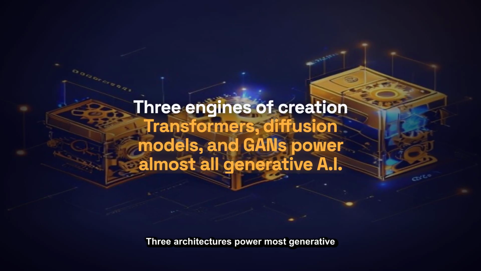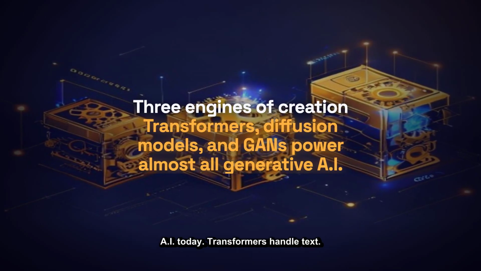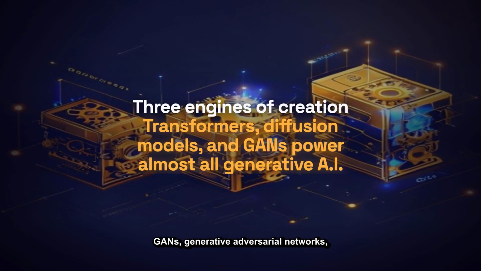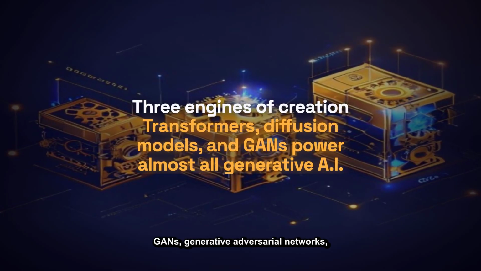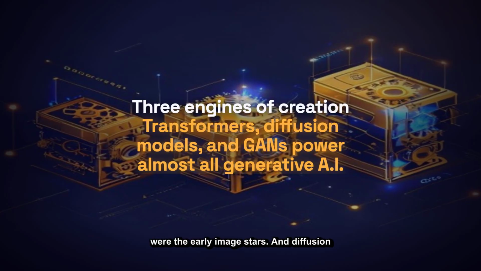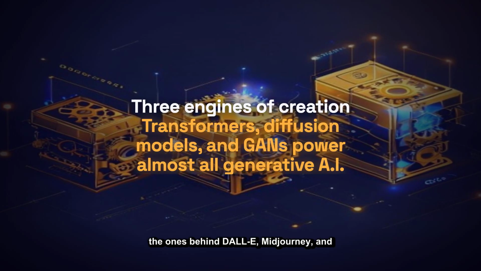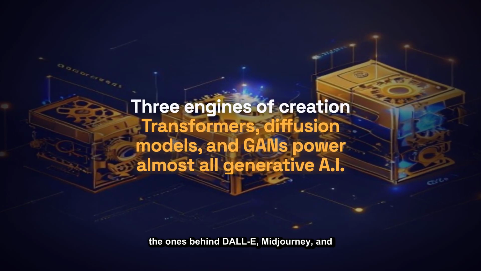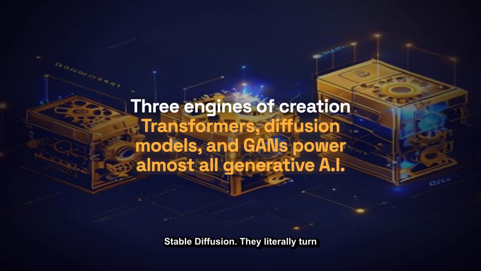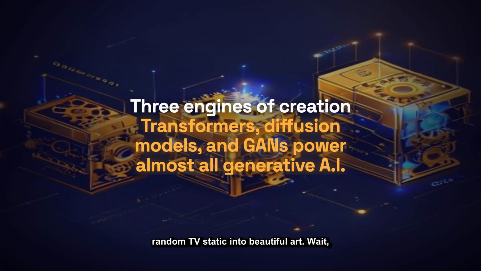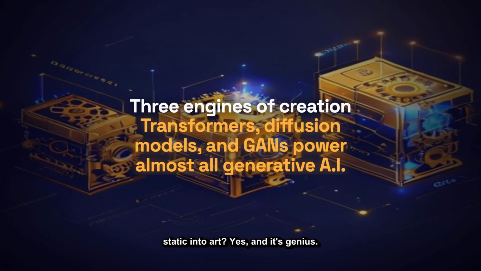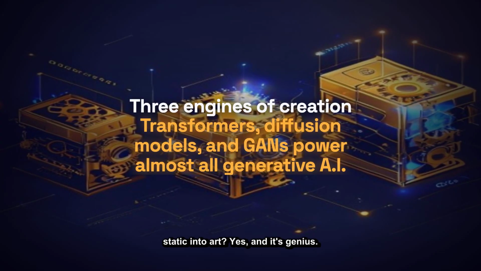3 architectures power most generative AI today. Transformers handle text. GANs, generative adversarial networks, were the early image stars. And diffusion models are the new champions for pictures, the ones behind DALL-E, Midjourney, and Stable Diffusion. They literally turn random TV static into beautiful art. Wait, static into art? Yes, and it's genius.